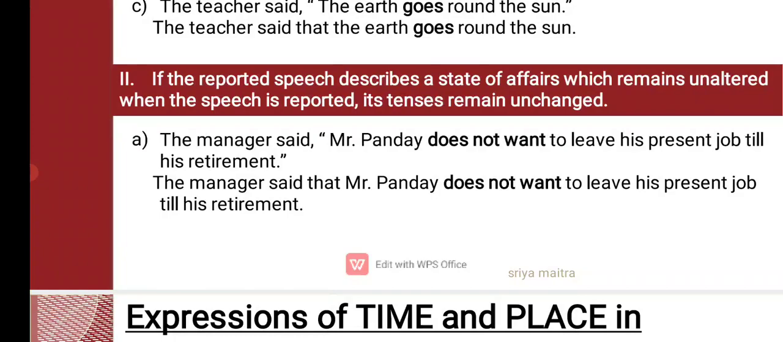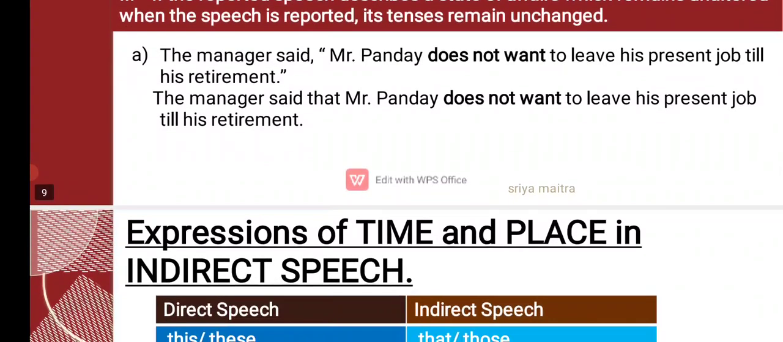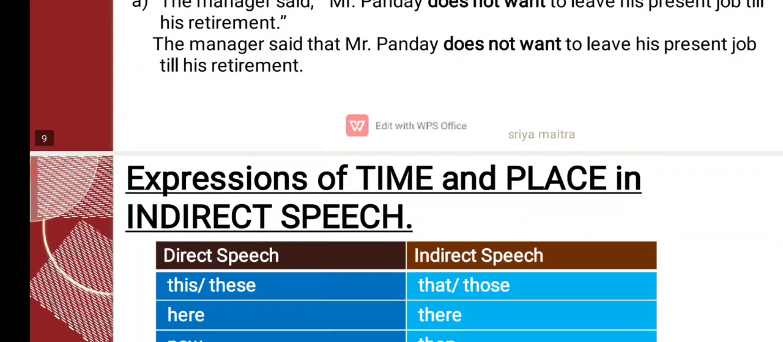For example, the manager said Mr. Pandey does not want to leave his present job till his retirement, right? So this is unaltered. So the same, the manager said that Mr. Pandey does not want to leave his present job till his retirement.